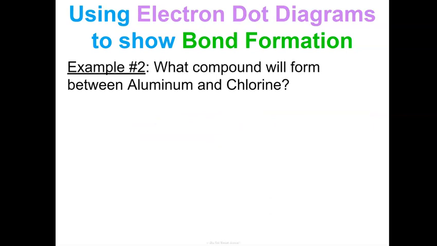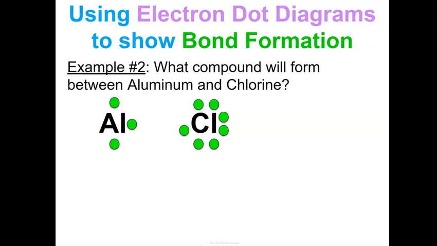Okay. What compound will form between aluminum and chlorine? So symbol for aluminum is Al. Aluminum has how many valence electrons? 3. Chlorine, Cl, 7.